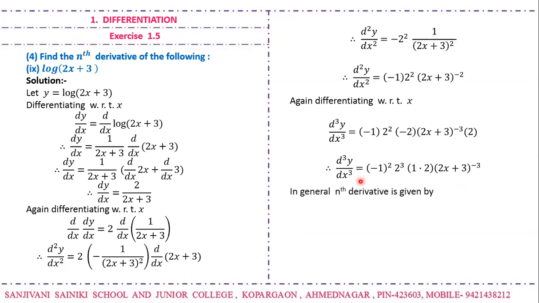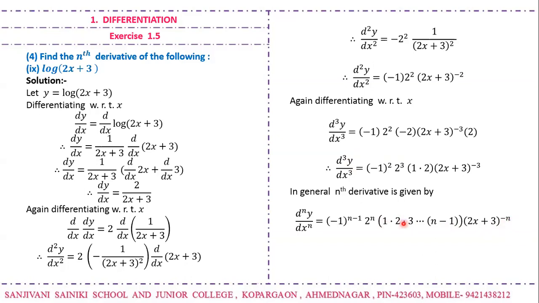So by generalizing, we can find the nth order derivative: d^n y by dx^n is minus 1 raised to n minus 1, because whenever there is 3 it is minus 1 square, so 1 less than that order, so n minus 1. Now 2 raised to 3, so here 2 raised to n. So 1 into 2 into 3 into up to n minus 1, and (2x plus 3) raised to minus 3, so (2x plus 3) raised to minus n.